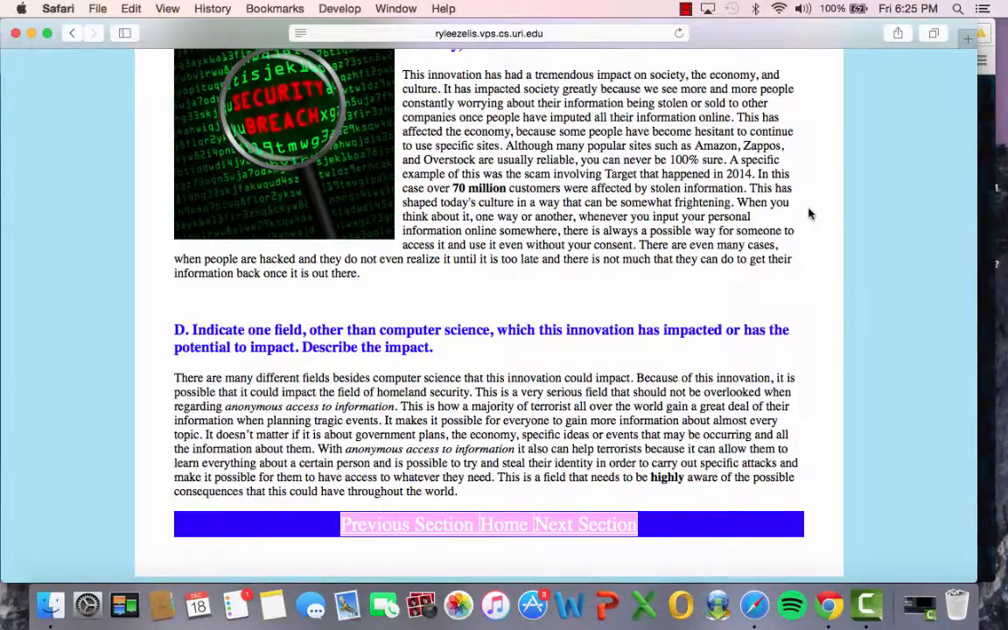D, I had to indicate one field other than computer science where this innovation has impacted or has the potential to impact. I thought of Homeland Security. This is a field that needs to be highly aware of the possible consequences that this could have throughout the world. With ISIS and everything going on currently, I feel like this was very relevant and very important for people and our government to keep in mind.